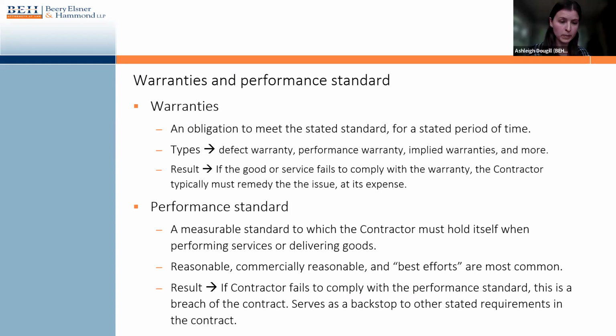In contrast, you have a performance standard in most contracts. Performance standards are a measurable standard to which the contractor must hold themselves when performing services or delivering goods. There are various standards that are accepted for performance, but the three most common are reasonable, commercially reasonable, and best efforts. Reasonable is the lowest of the standards. That's just what any other reasonable person would do. Commercially reasonable means any reasonable person in the same industry as the contractor. So using industry standard as a measure here.